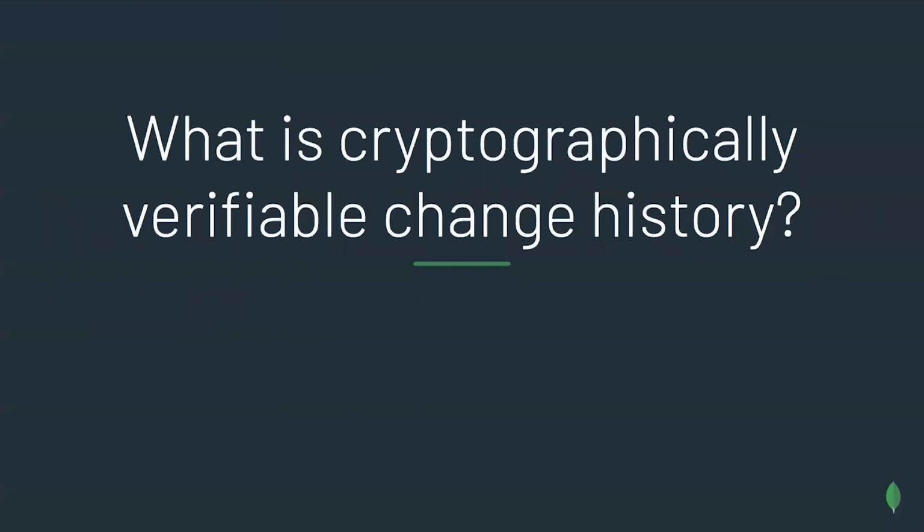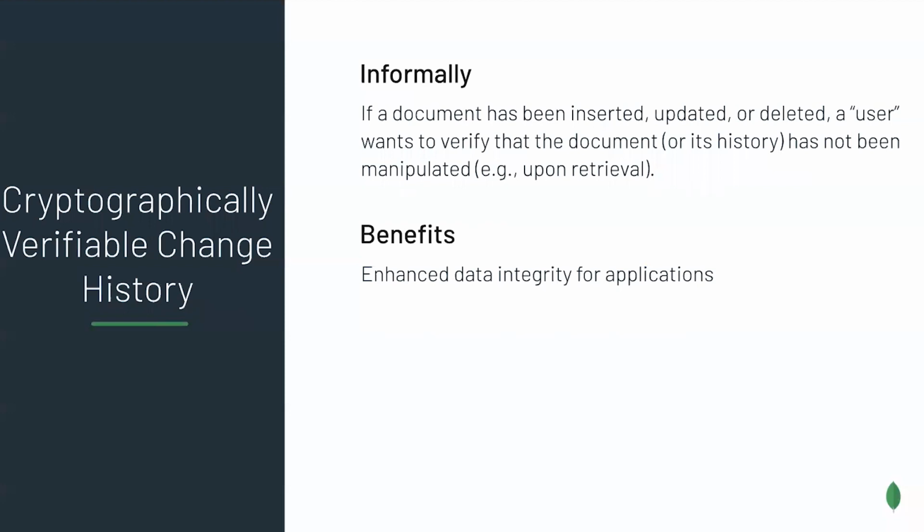The previous description only showed how change history is implemented in the proof of concept. Let me now elaborate on how the proof of concept implements the cryptographically verifiable change history. Informally, if a document has been inserted, updated, or deleted, a user wants to verify that the document or its history has not been manipulated, such as upon retrieval. To recall, the benefits are enhanced data integrity for applications.